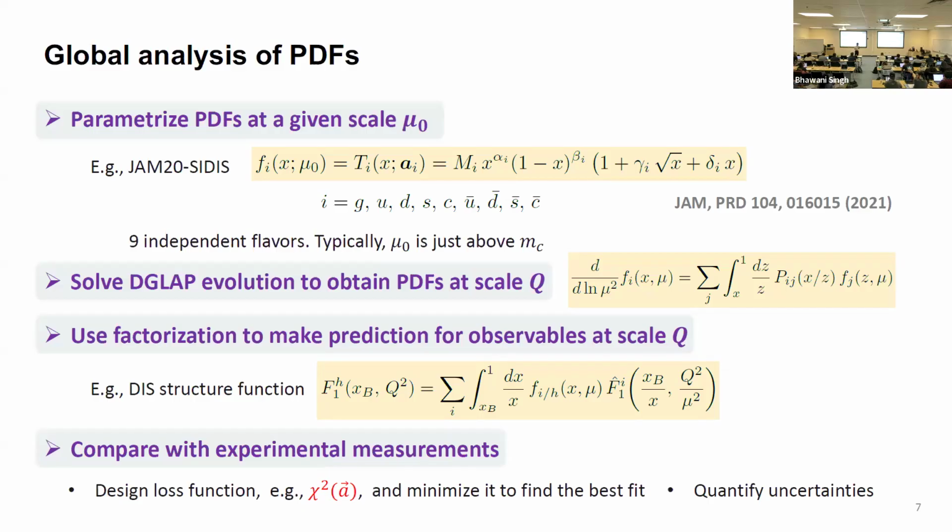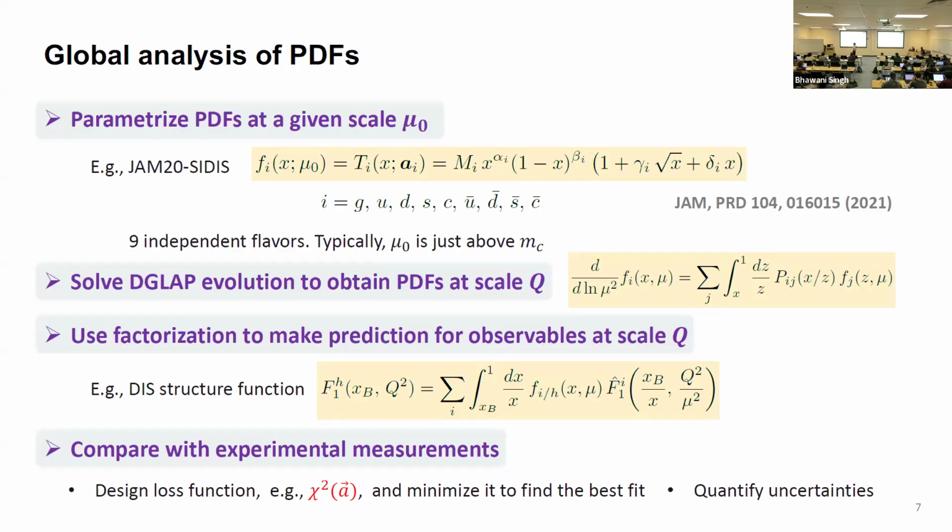Experiments have uncertainties, and theory predictions have uncertainties too. So in this case, by this comparison, you design a certain loss function, like a chi-square. And this chi-square depends on the uncertainties of both theory and experiments, and it's a function of the parameters in this functional form. And then you tune this parameter to minimize the loss function to find the best fit. And the major complication in this business is to quantify the uncertainties of your result.